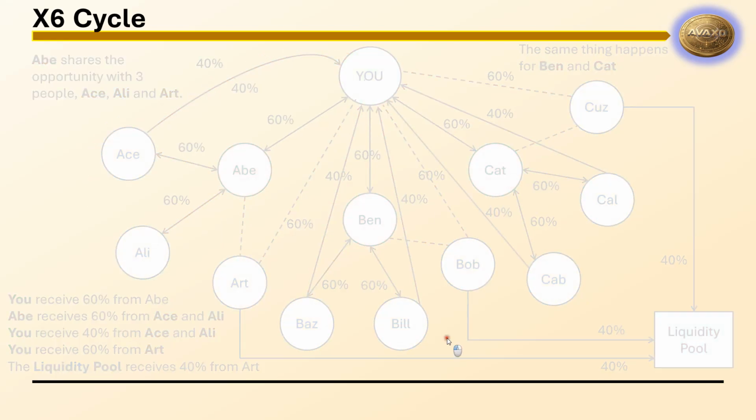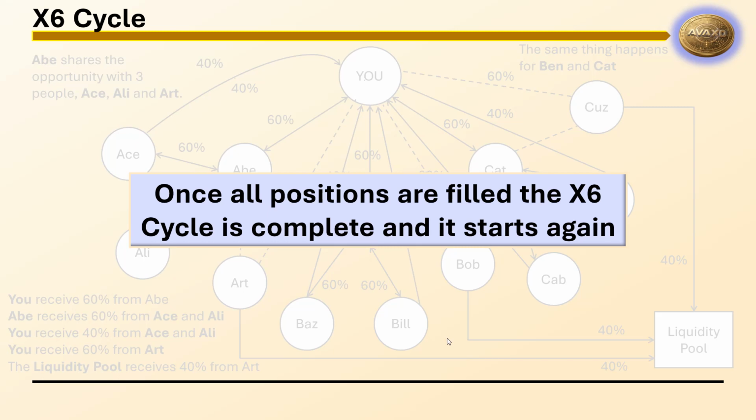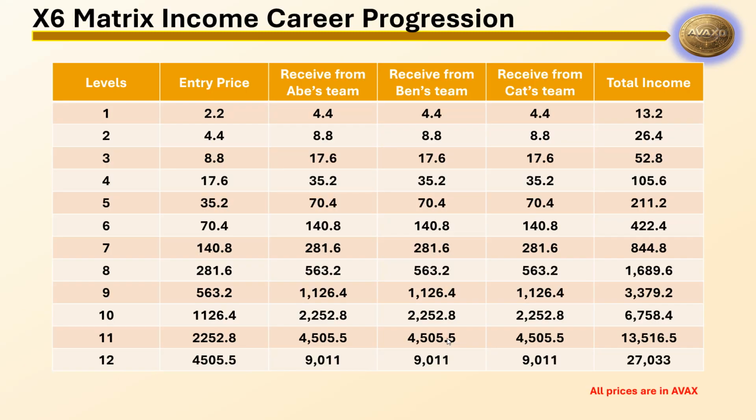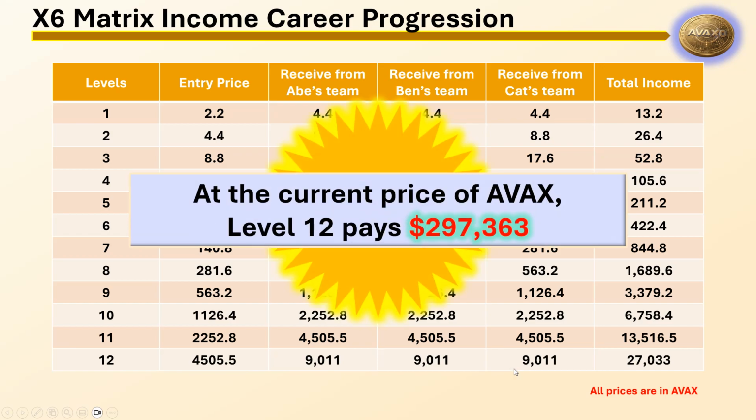And then, of course, as I said, once they're all filled, it's completed and starts again. So there we go. On level 12, your total income every time it cycles is going to be 27,000 AVAX. So at the moment, that's $270,000 at about $10 per AVAX, slightly less, but you get the picture. I'm not going to do the maths on $9.36 because as soon as I do it, it'll be wrong anyway. It'll have changed. Okay, so $300,000 worth of AVAX every time it cycles at level 12. That's what we're aiming for. That's what we're trying to achieve.